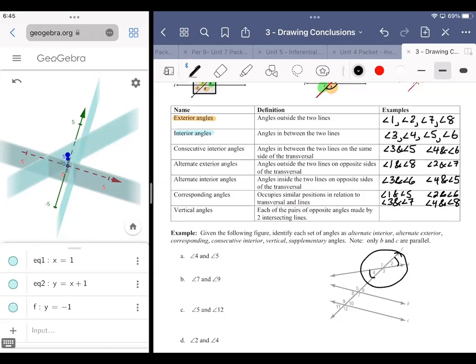But they're in a cluster of angles created by two intersecting lines. They're the opposite pair, all right? So there's two possibilities here: 2 and 4, 1 and 3. Vertical angles are always congruent.